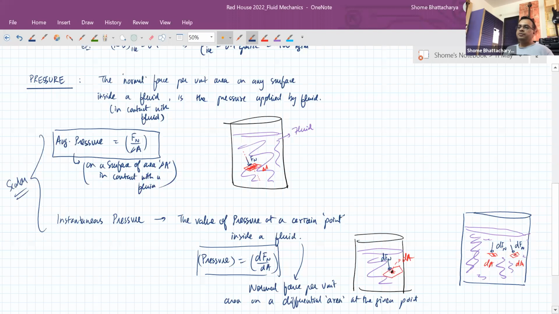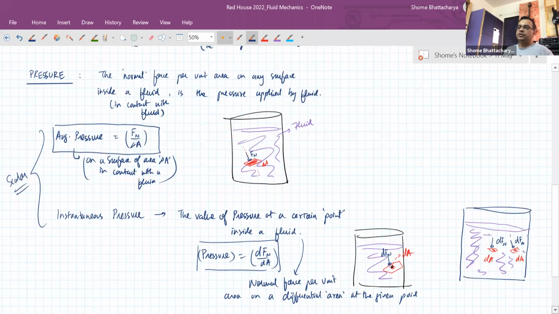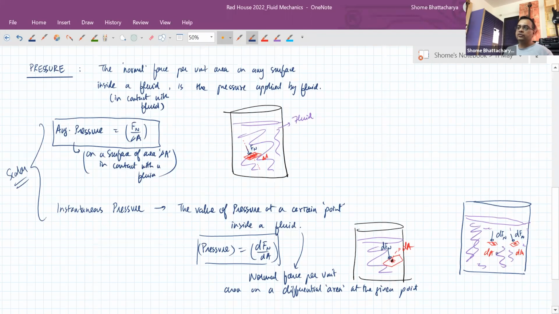So this is how we define pressure at any point inside a fluid: you place an imaginary surface of area dA, a very small imaginary surface, at that point, and it doesn't matter how you orient the surface. The tangent plane could be lying anywhere: vertical, horizontal, in between, whatever. But the normal force per unit area acting on that differential surface will be equal to the value of pressure at that particular point.